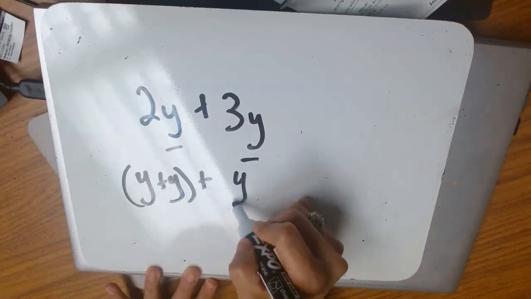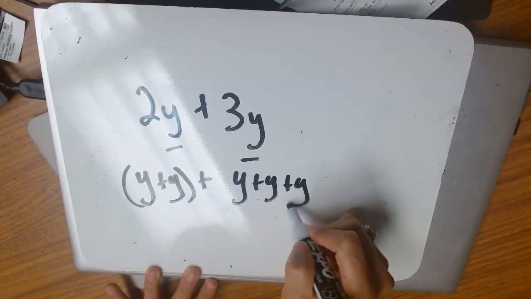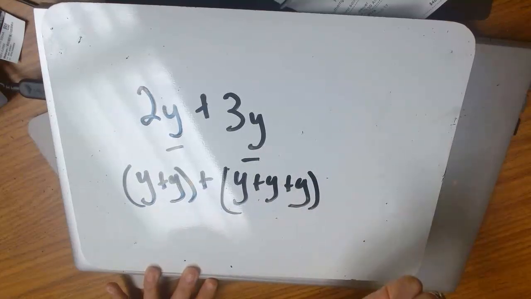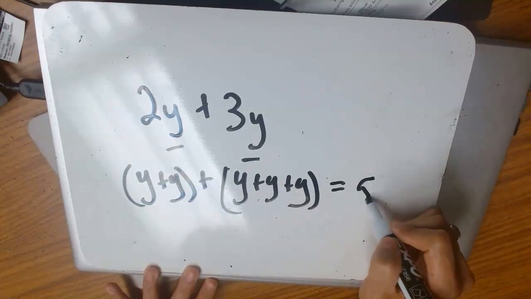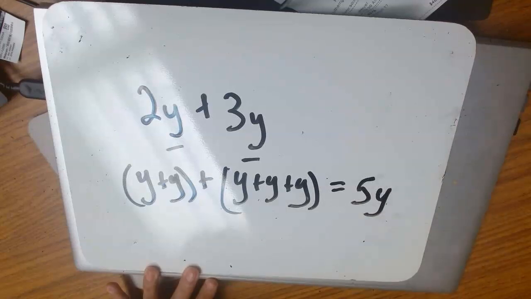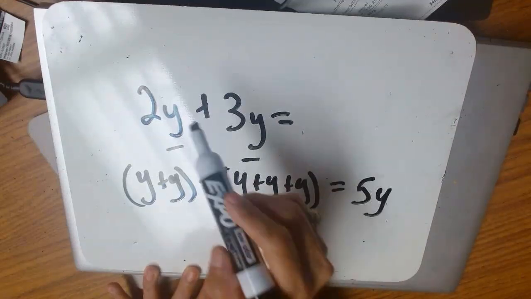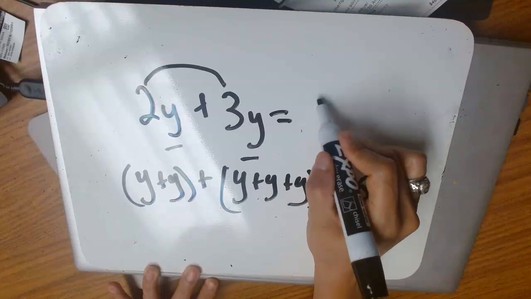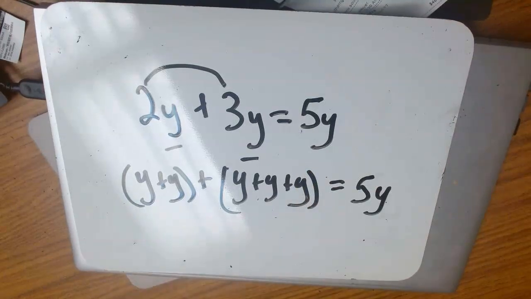And there's 3 y's. 1, 2, 3. So then, how many total y's? 5 y's. Or, put simply, 2 plus 3 is 5y.